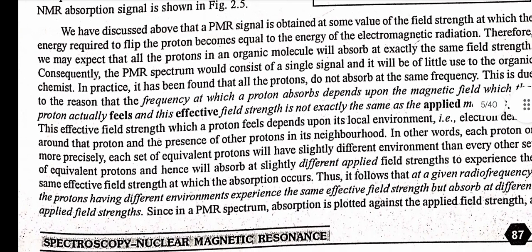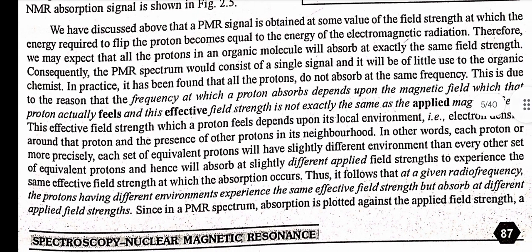We have discussed above that a PMR signal is obtained at some value of the field strength at which the energy required to flip the proton becomes equal to the energy of the electromagnetic radiation. Therefore, we may expect that all the protons in an organic molecule will absorb at exactly the same field strength. Consequently, the PMR spectrum would consist of a single signal, and it would be of little use to the organic chemist. In practice, it has been found that all the protons do not absorb at the same frequency.